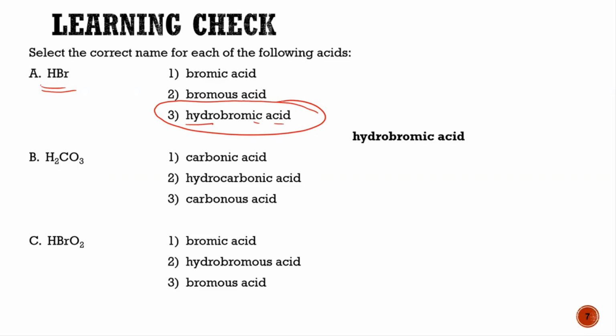Now this next one, is it binary? No. Good, Sam, awesome. So I could cancel out number 2. It's not binary. It's not going to have a hydro prefix. That's to throw you off. So your choices are carbonic or carbonous. The ous is one less. That would be derived from a carbonite. So you have to decide, is CO3 2 minus carbonate or carbonite? Carbonate. And the ate ions give me the ic acids. So this is carbonic acid.